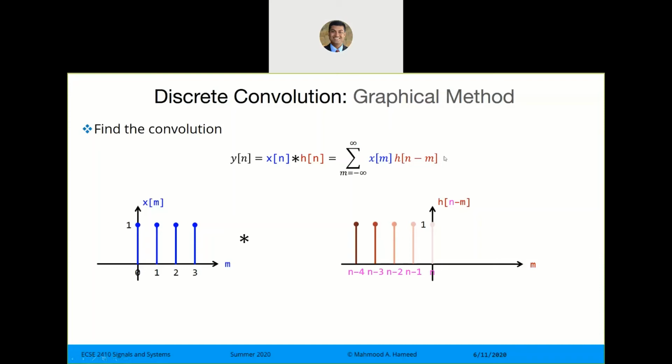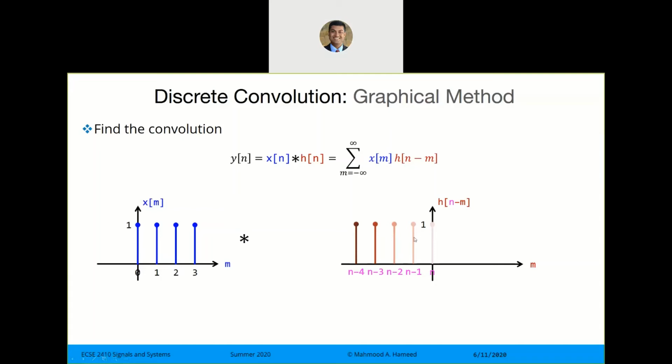What would 0 minus m be? All these are 0. So instead of n, it is 0. Instead of n minus 1, it is -1, and -2, -3, -4. And at that time, what would you do? You would multiply these two things and add them up. So when you multiply those two things and add them up, you would get only one element that is common, 1 times 1. That's it. So y of 0 will come out to be a 1.